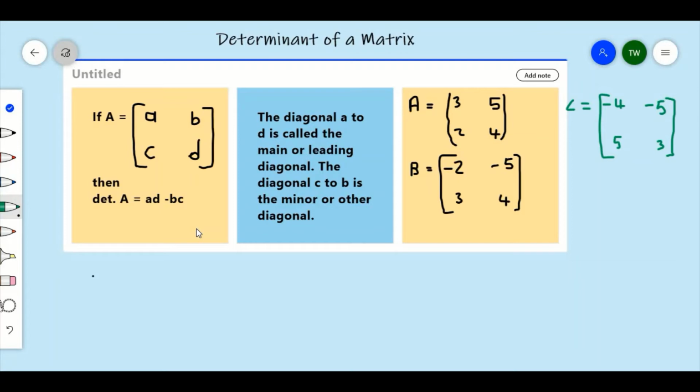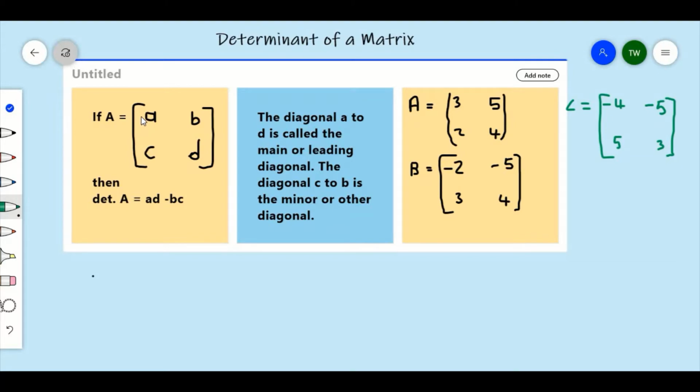Hello everyone. What we're going to focus on in this video is how we find the determinant of a given matrix. Now, here we have a matrix. It says if A is equal to [A, B, C, D], then the determinant of A is equal to AD minus BC, right? Now, AD is what we call the main diagonal here.